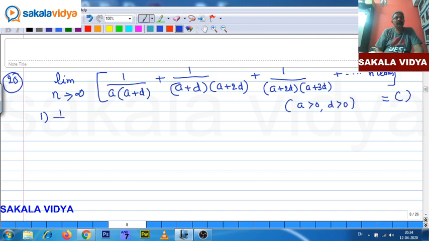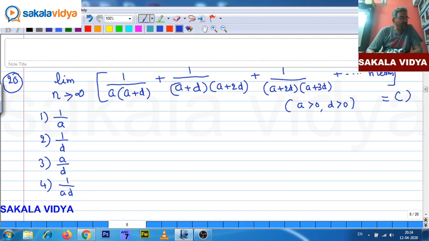First one 1 by a, second one 1 by d, third one a by d, fourth option is 1 by ad. This is the question. Okay, right. Now here, limit n tends to infinity, 1 by a into a plus d plus 1 by a plus d into a plus 2d and so on n terms.